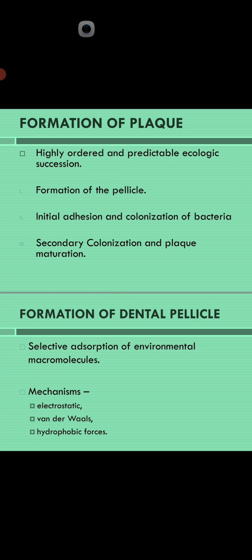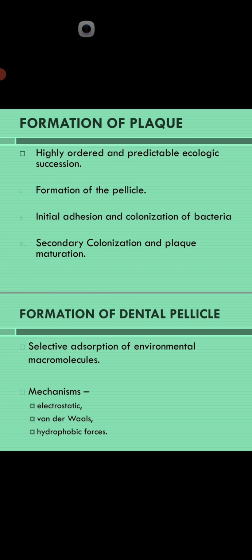Now, plaque is a highly ordered and predictable ecologic succession, and there are three steps in plaque formation. Number one, the first step is the formation of pellicle. Second step is the initial adhesion of bacteria to the pellicle and colonization of bacteria. Third step is the secondary colonization and plaque maturation.